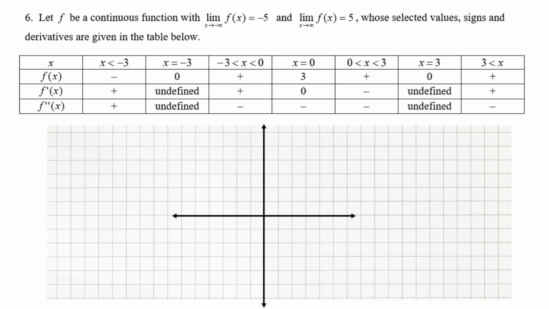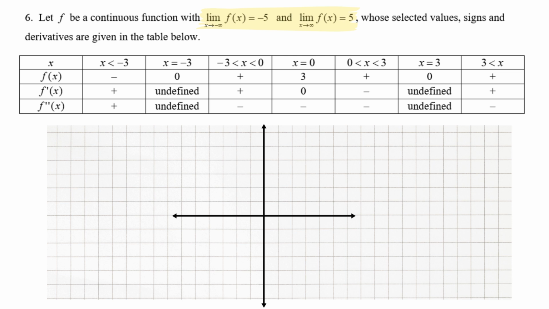Let f be a continuous function with the limit as x approaches negative infinity of f of x equal to negative 5, and the limit as x approaches positive infinity of f of x equals 5, whose selected values, signs, and derivatives are given in the table below. Okay, so when I look at this, the first thing I see is in the directions, it tells us these limits up here.